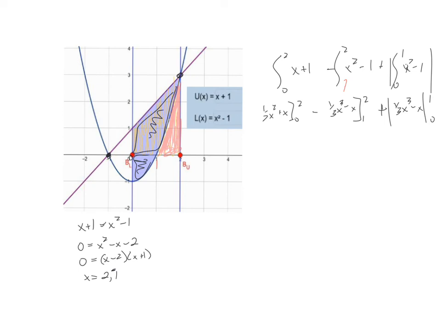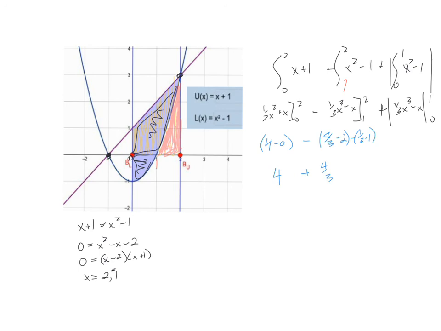Plug the 2 in. We get 4 divided by 2 is 2, plus 2 gives us 4. And that'd be 4 minus 0, so that one is just 4. The second one that we're subtracting, if we plug in 2, we get 8/3 minus 2. And then we're going to subtract 1/3 minus 1. So that gives us 2 would be 6/3, so that's 2/3 minus 2/3, which should be 4/3 if I did that right in my head. So that'd be the area for that red part.